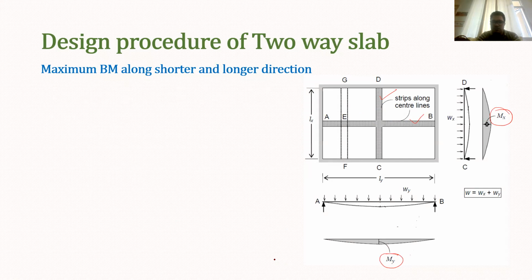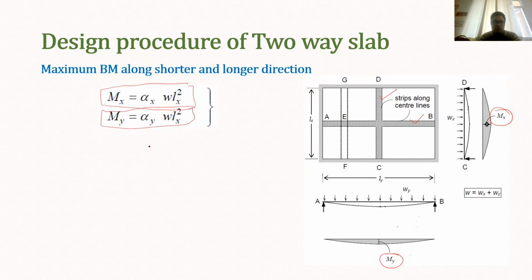So here we are supposed to calculate two bending moments, which are Mx and My. Mx is the bending moment along the shorter span, My is the bending moment along the longer span. So in the IS code, in the annexure D, we have the direct formula to calculate the value of Mx and to calculate the value of My. I will show you that in the IS code also.